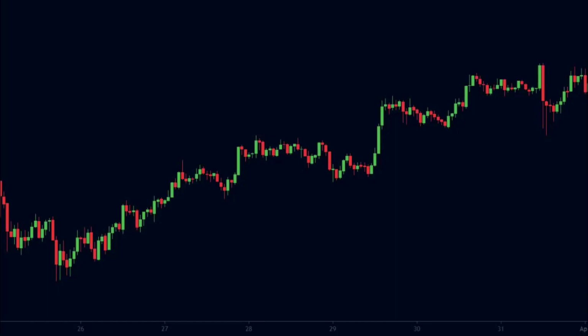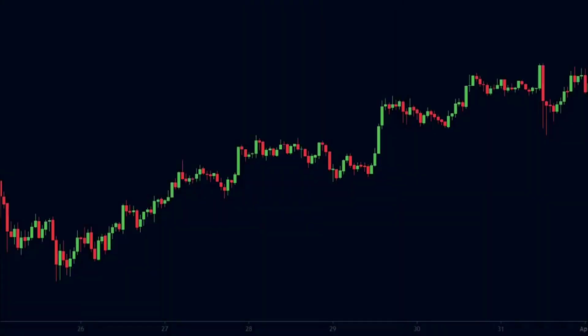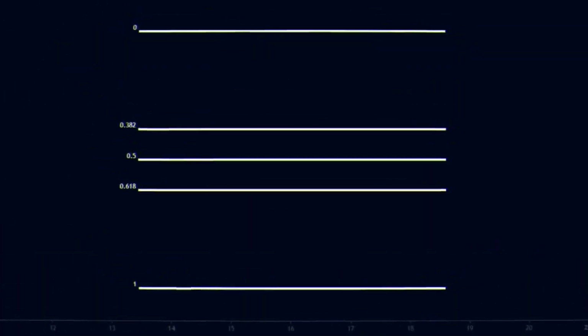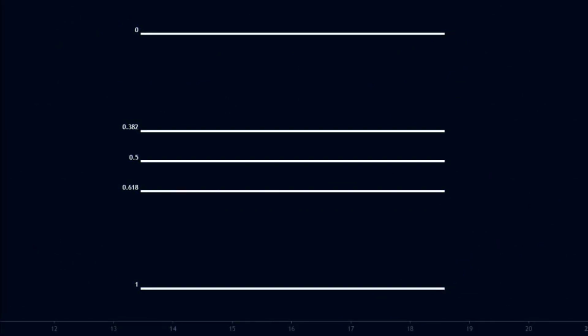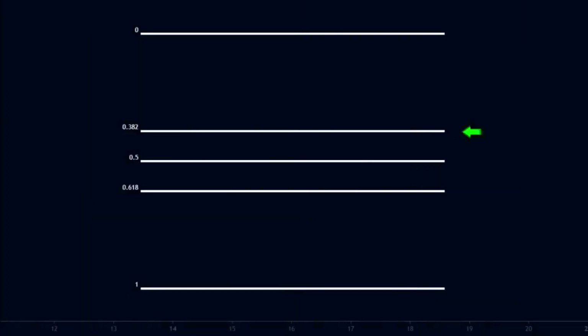A common practice of technical analysts is to measure the pullback with a Fibonacci retracement tool. By default, the Fibonacci comes with a lot of price levels. But I like a cleaner chart. Hence, I only use 3 levels: 0.382, 0.5, and 0.618. Now, to measure the pullback, we will plot the Fibonacci by connecting the low of the move and the high of the move.